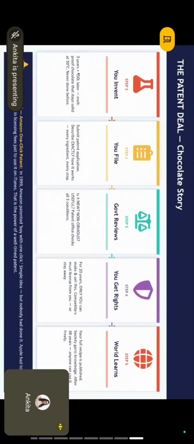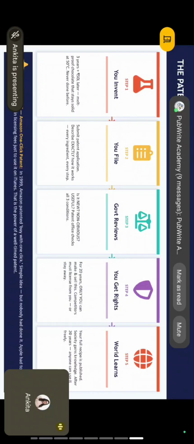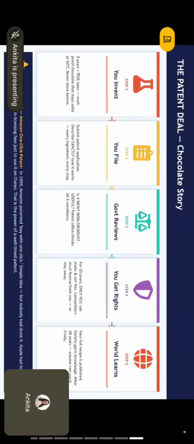What do you do next? If you invent something, you will file that invention, right? You go to the patent office, you submit a detailed application, you explain exactly how you made it. Every ingredient, every temperature, and every step. You don't just say, I made a chocolate, you teach the world your recipe.